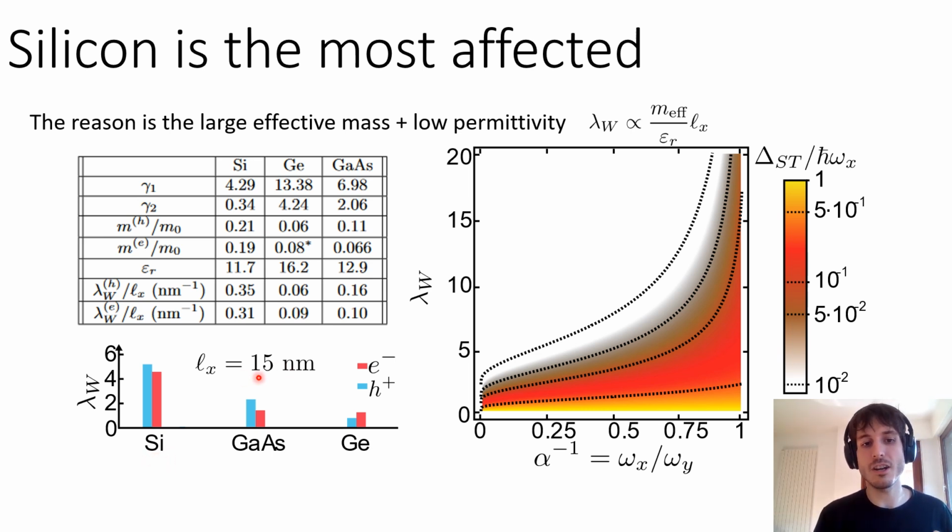A 15 nanometer long silicon quantum dot is already around 5 in the Wigner ratio. So it's already around here, which means already a very dramatic reduction in the singlet-triplet splitting. Gallium arsenide and germanium, on the other hand, are much less effective.